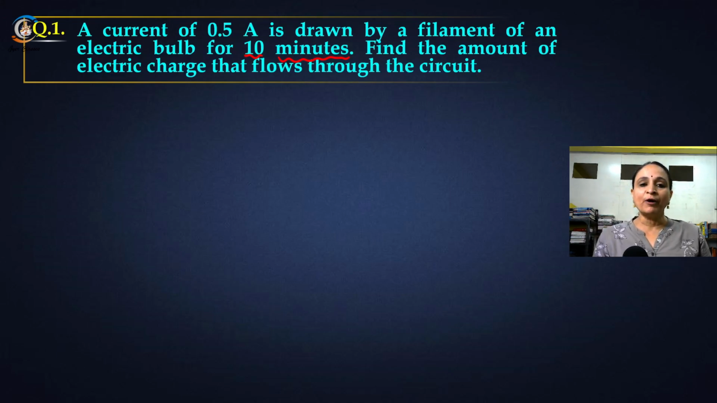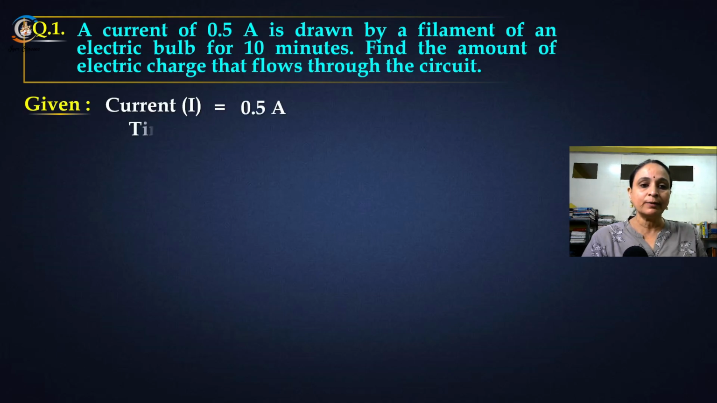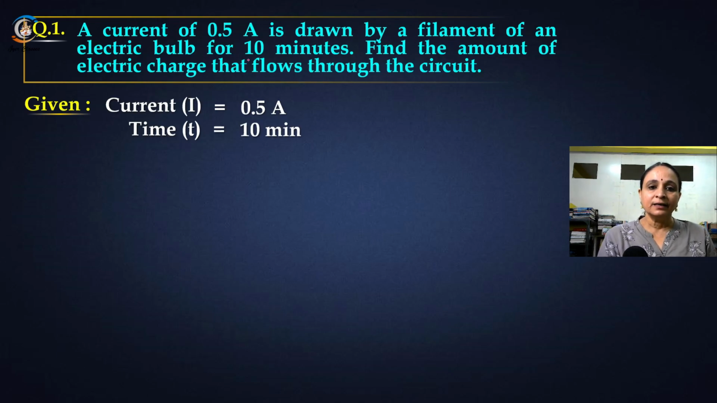A current of 0.5 amperes is drawn by a filament of an electrical bulb for 10 minutes. Find the amount of the electrical charge that flows through the circuit. इसमें क्या दिया हुआ है? 0.5 amperes करंट दिया हुआ है. टाइम कितना है? बोले 10 मिनट्स. 10 मिनट्स थोड़ा ना चलेगा.